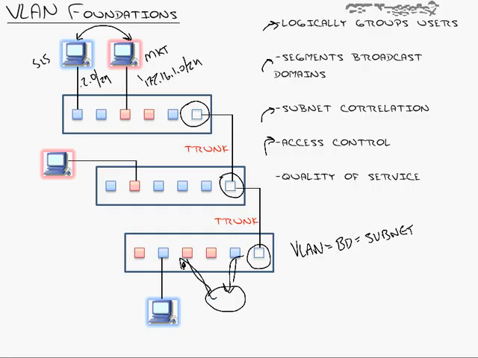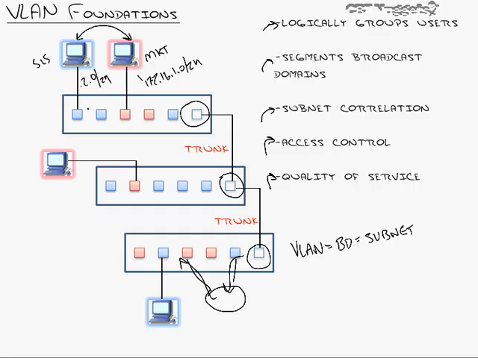The blue people would come into the router and exit onto the red VLAN and so on. But that's a big topic. We'll talk more about that later. The last thing that VLANs are used for is quality of service. So I can separate the prioritized traffic from the not so prioritized.